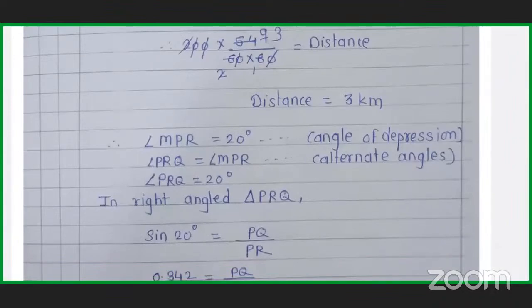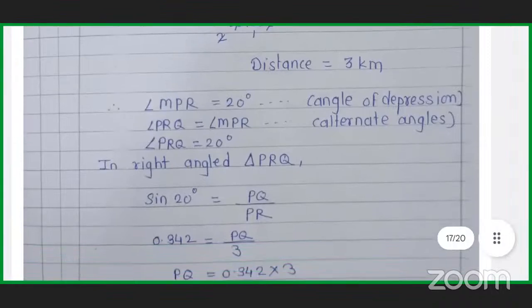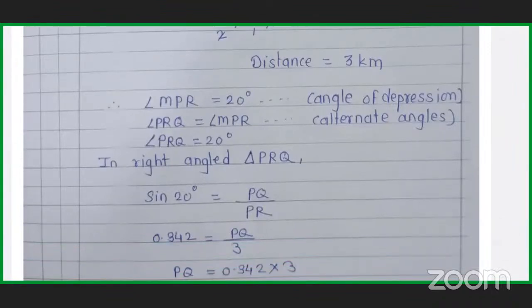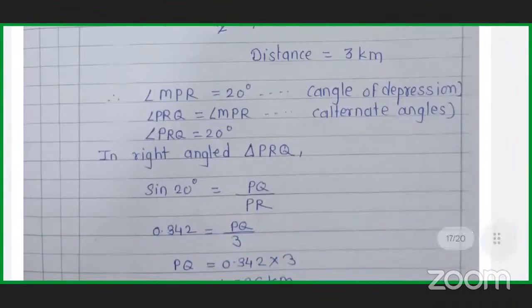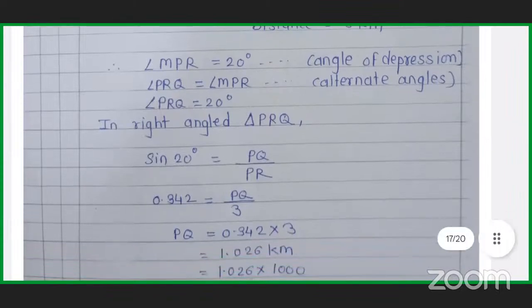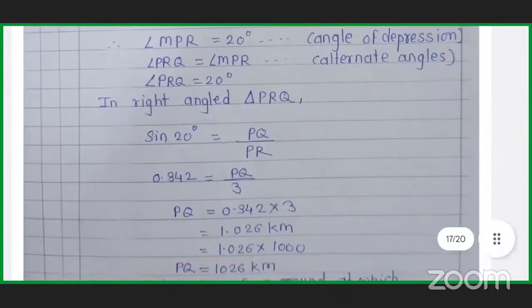So sin theta is equal to PQ upon PR. That theta is replaced by 20 degrees. So sin 20 is equal to PQ upon PR. The sin 20 value is given, that is 0.342. PQ is as it is and PR is nothing but the distance covered by the plane. So that will give 3 kilometers. So we have to put it here. Then we have to find the value of PQ. It is just 0.342 multiplied by 3.